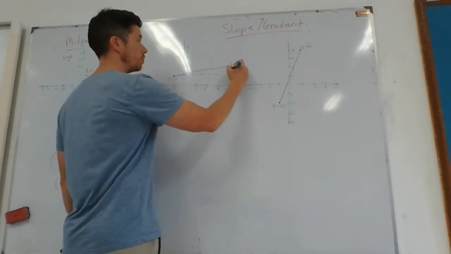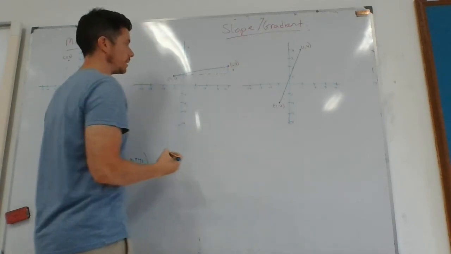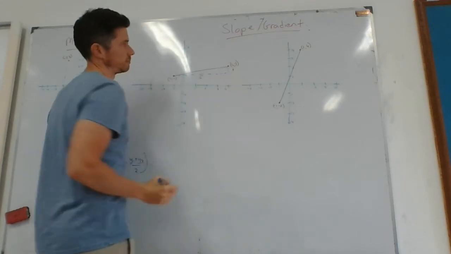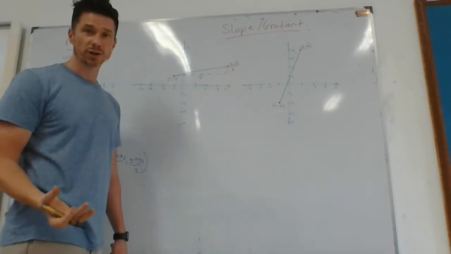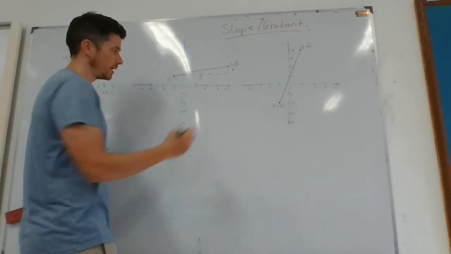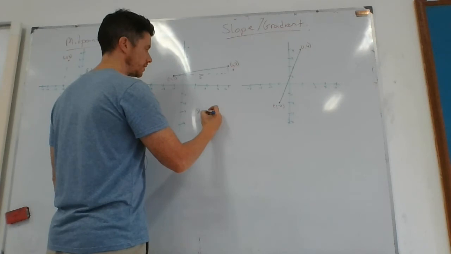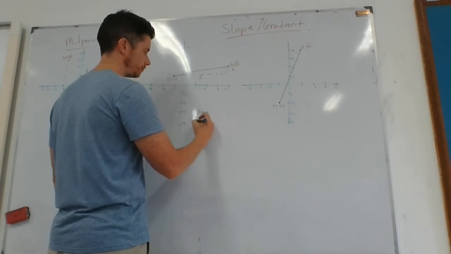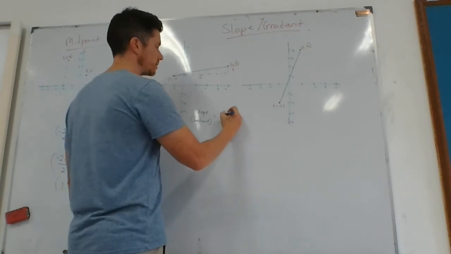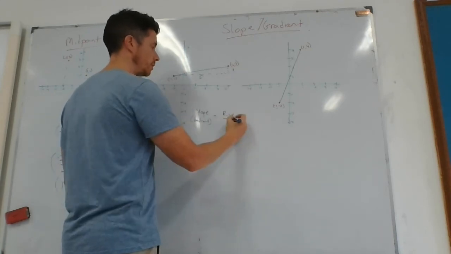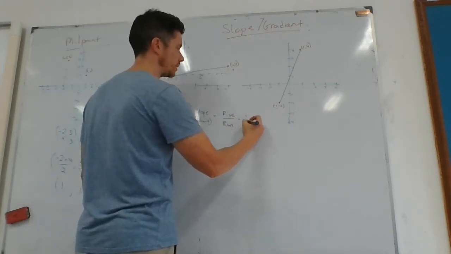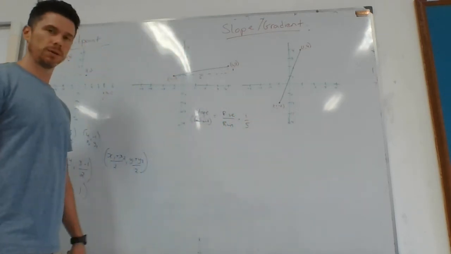So it only goes up 1 unit, but it goes across 5 units. Okay, so maybe I could form a fraction out of that. For every 5 units it goes over, it's only going up 1. And that is what slope or gradient, same thing, is. You can write how much it rises, 1, over how much it runs across, 5. So the slope of this line is 1 over 5.